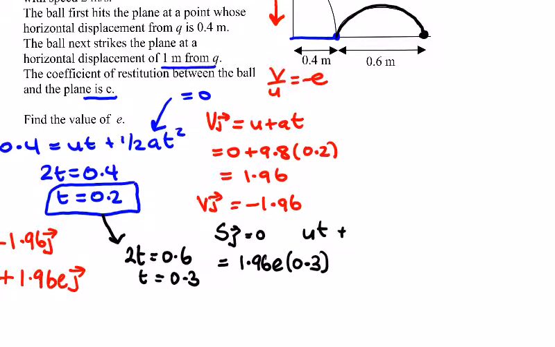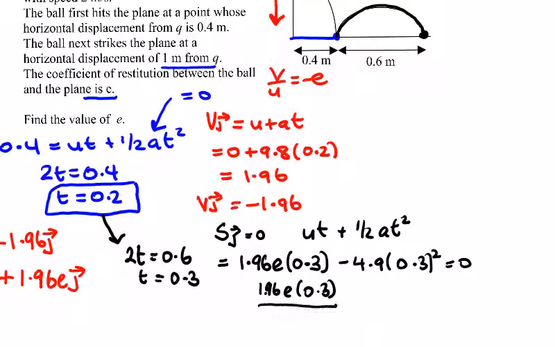I should probably write the formula ut plus a half at squared, minus 4.9 for half a, by t squared, which is 0.3 squared, will be equal to 0. So we are going to get 1.96 E by 0.3 over the 4.9, divide first. Well, I'll write it like this, 4.9 by 0.3 squared, before I grab a calculator.